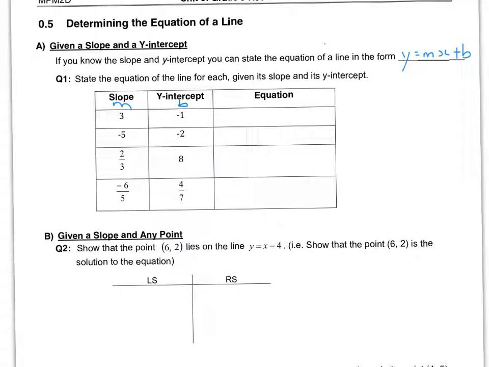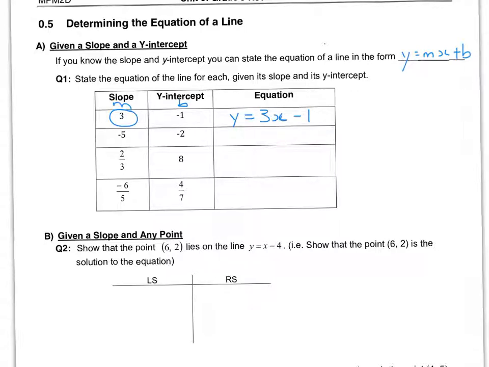So when we go to state the equation then, we just start with y, we have our equal sign, the m becomes the value that we have in this column here, which is 3. And then we have our x, so that multiplies the independent variable, and then we have add -1. If you're adding negative, it's just like subtracting, so it's subtract 1. Try the rest, put me on pause, and then you can check your work.